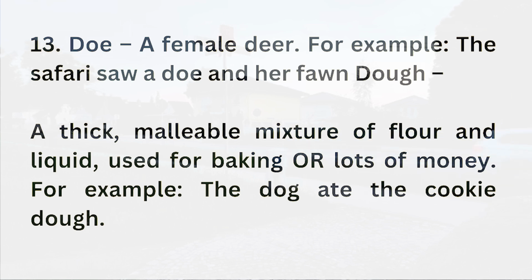13. Doe, a female deer. For example, the safari saw a doe and her fawn. Dough, a thick, malleable mixture of flour and liquid used for baking, or lots of money. For example, the dog ate the cookie dough.